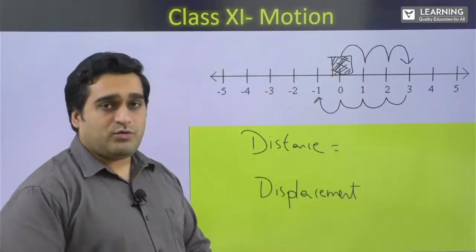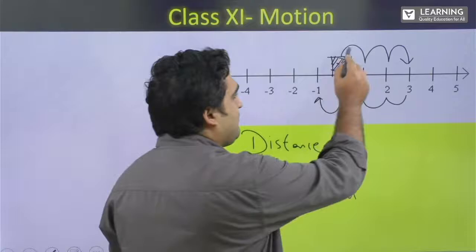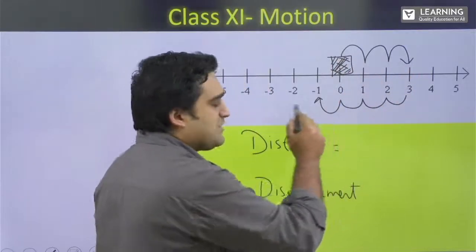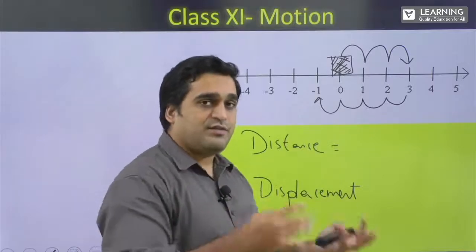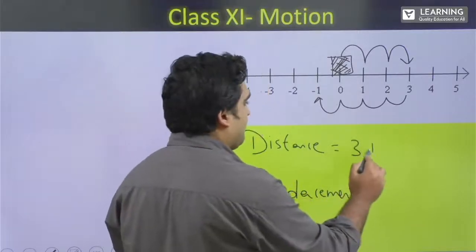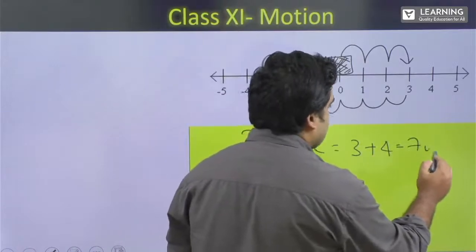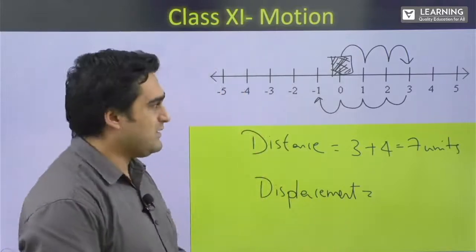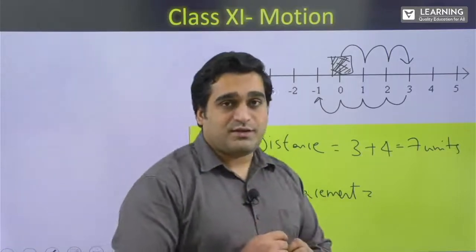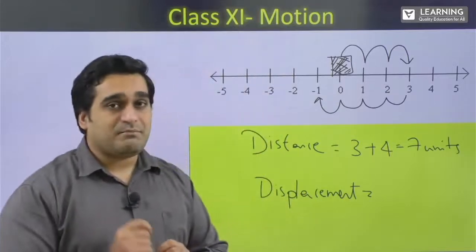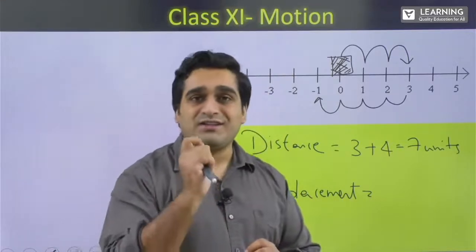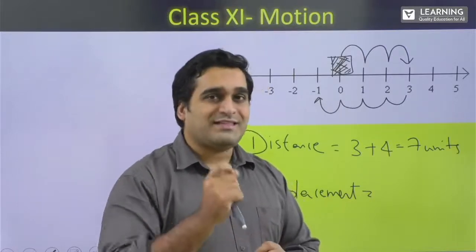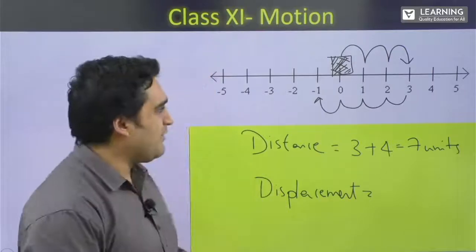First, what would be the distance? 3 places forward, so 3 units. 4 places backwards, 4 units. 3 plus 4, which is equal to 7 units. Pretty simple. Yes. Now what about displacement? Displacement, on the other hand, by definition, is the shortest distance between 2 points. Which are the 2 points? The initial point and the final point.